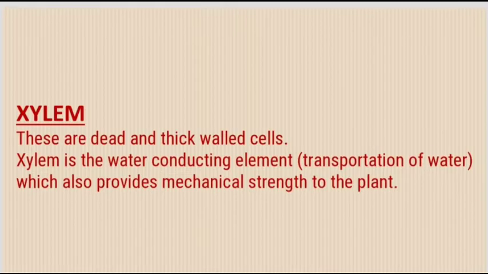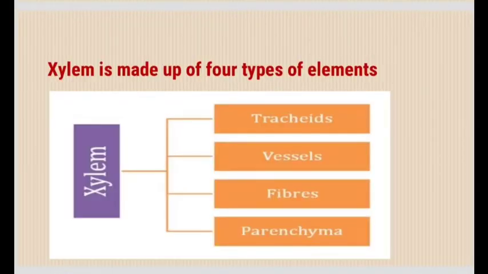Xylem. These are dead and thick-walled cells. It is a water-conducting tissue. That means it helps in transportation of water, and it also provides mechanical strength to the plant. Xylem is made up of four types of elements. They are xylem tracheids, xylem vessels, xylem fibers and xylem parenchyma.